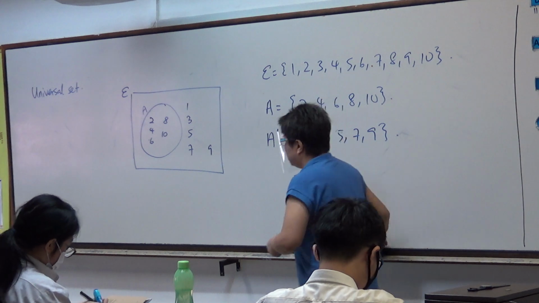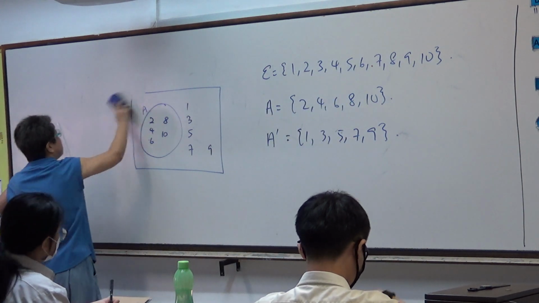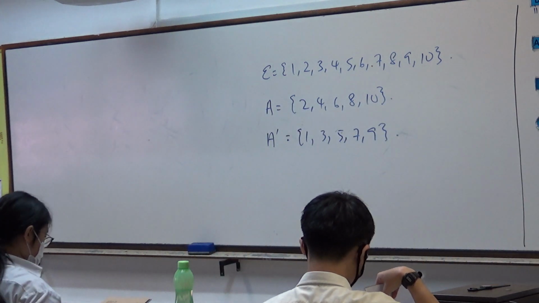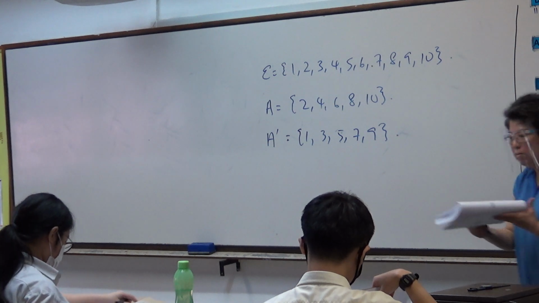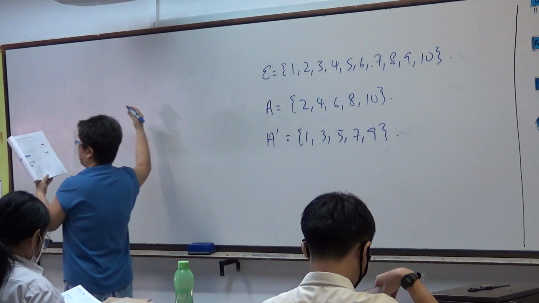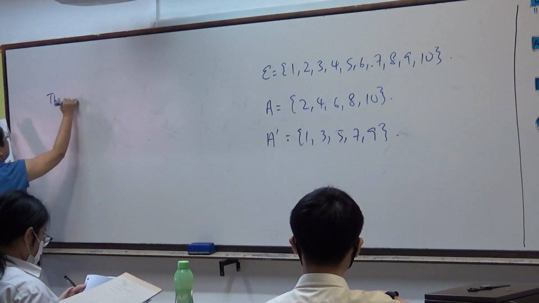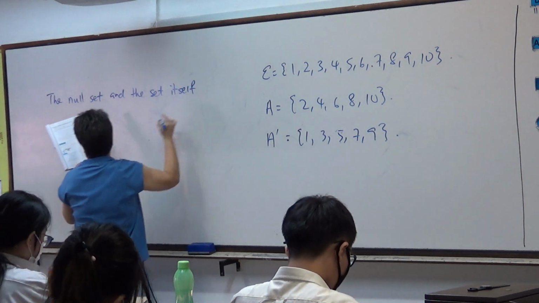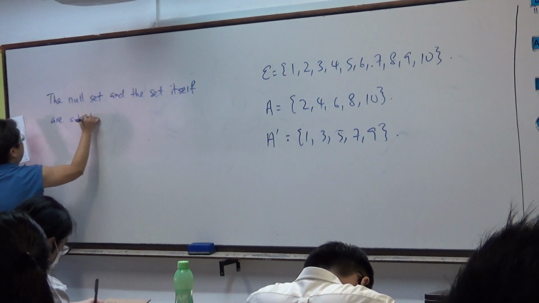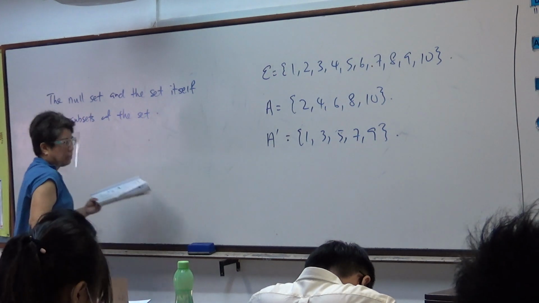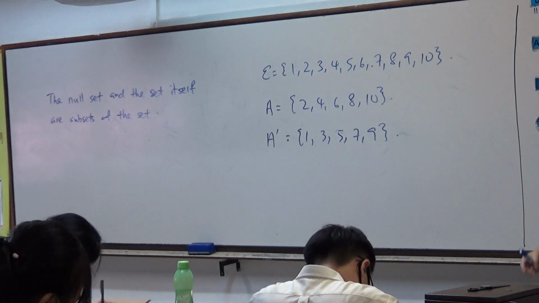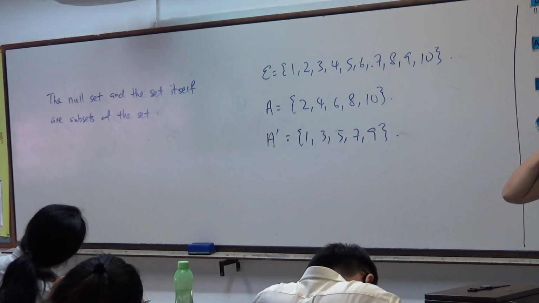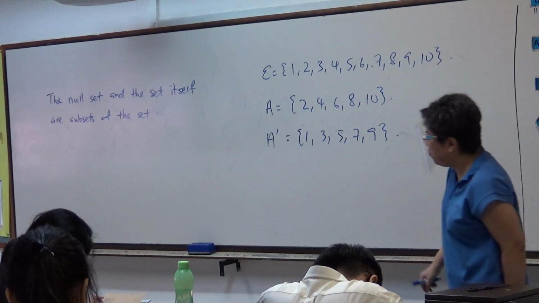Okay, now next one I'm going to tell you is a subset. What are the issues here? I'm going to write down. Can you write this down on page 12 before exercise 1B? This is not given in the text. The null set and the set itself are subsets of the set.